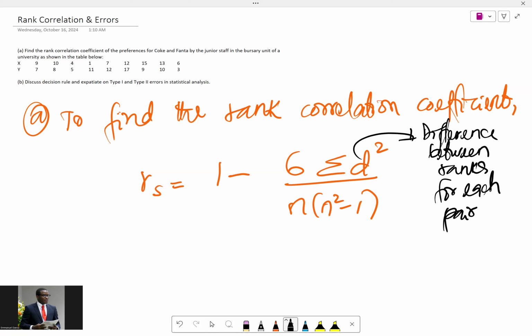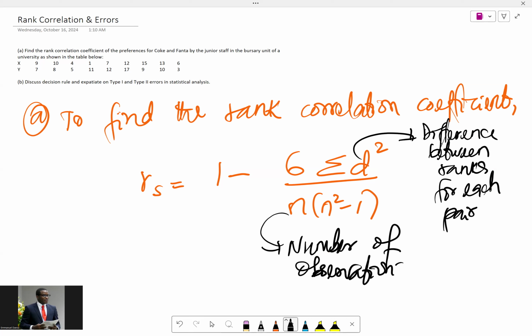Then N is the number of observations or pairs. So here that's like 1, 2, 3, 4, 5, 6, 7, 8, 9. So we have 9 pairs there. All right, so with that explained, we can go ahead and do the table.